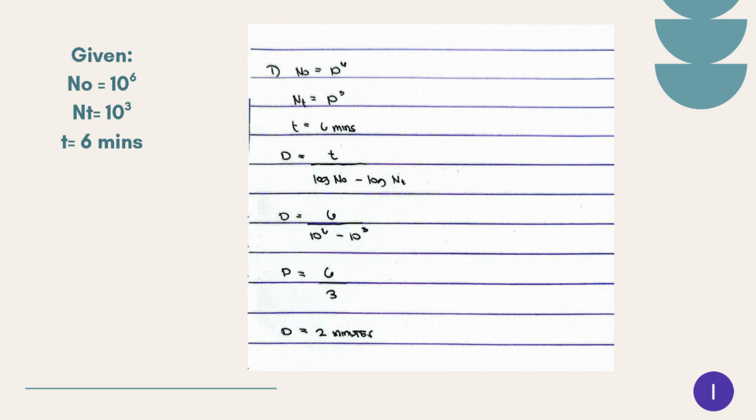Then copy the numerator, and if you have a scientific calculator, the logarithm of 10 to the power of 6 is 6 and the logarithm of 10 to the power of 3 is 3, so the difference is 3 log cycles. So D equals 6 over 3. The answer, the D value, is 2 minutes. As shown in the solution on the slide, this confirms that it takes 2 minutes at 126 degrees Celsius to reduce the microbial population by 90%.